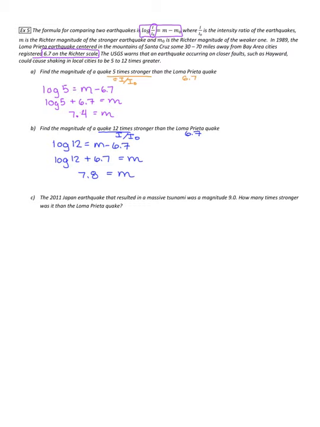Okay, but look at that. You went from 5 times stronger to 12 times stronger. They're still within that 7 range. That's only a difference of 0.4 if you think about it, but that still represents so much greater of a magnitude.